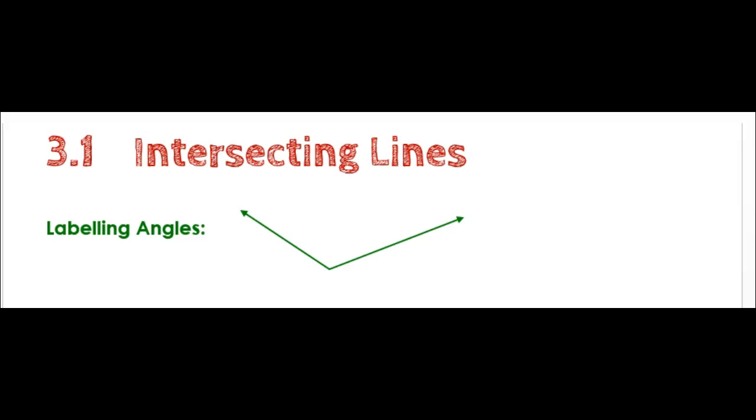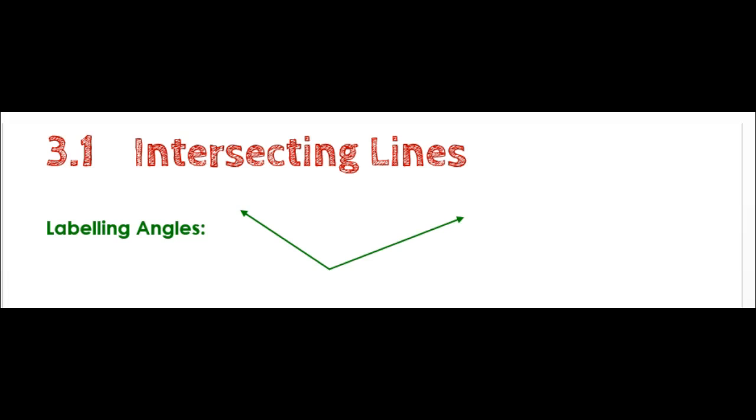So today's lesson is the first lesson in chapter 3 on plane geometry. Because geometry often involves angles, there are a few details around angles that we need to be clear of before we begin. And the first is labeling.